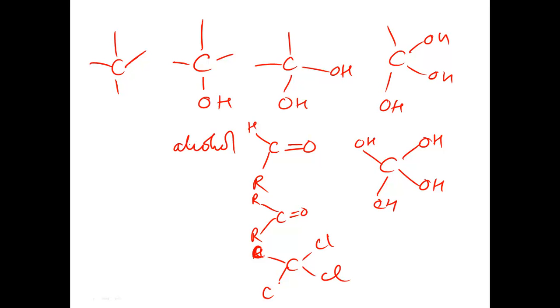In the sense that it is making 2 bonds to more electronegative atoms than itself. The same is true with chloroform. Chloroform has 3 bonds to chlorines, and this is said to be at the oxidation level of esters.